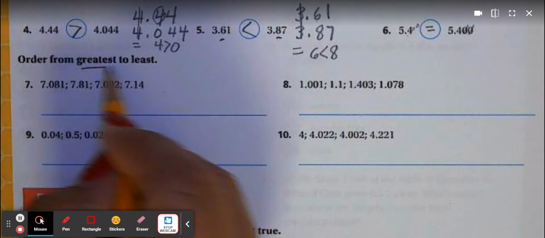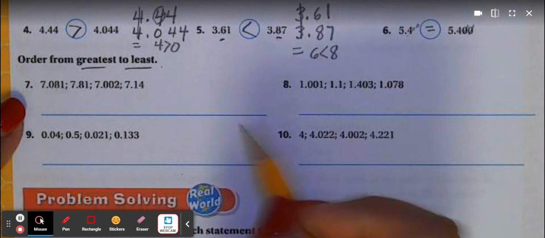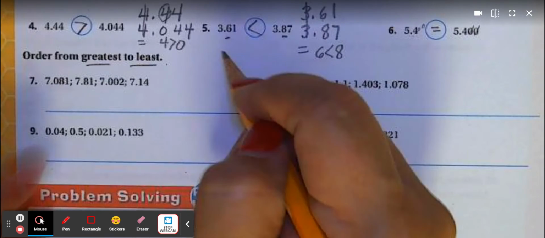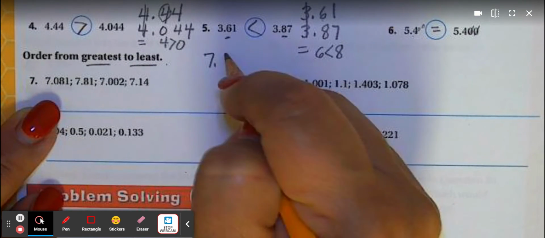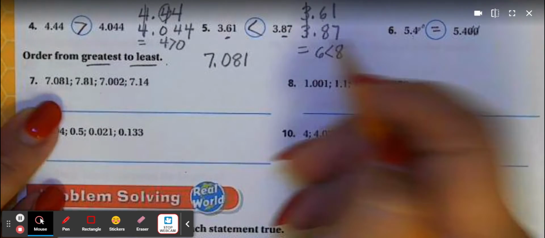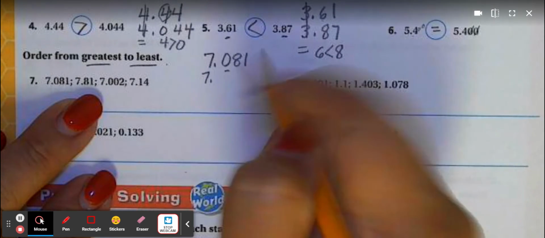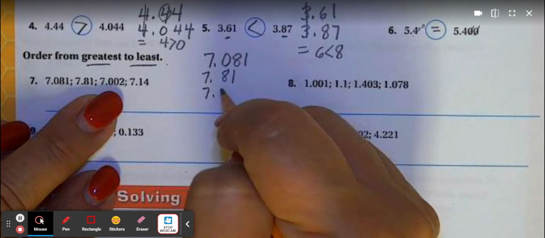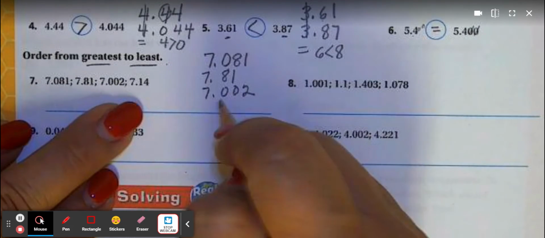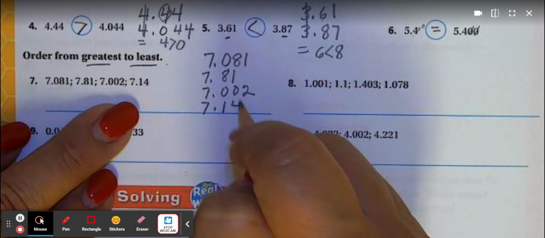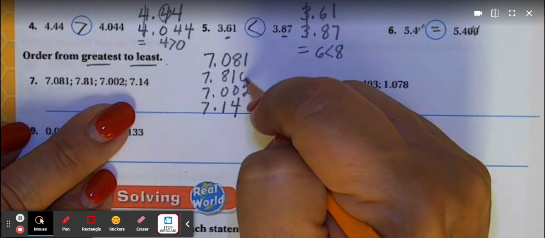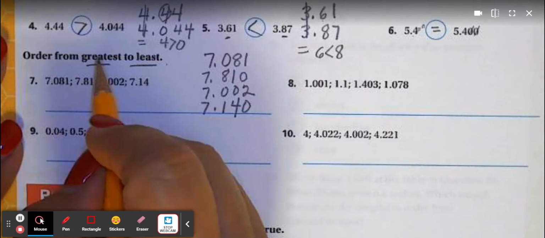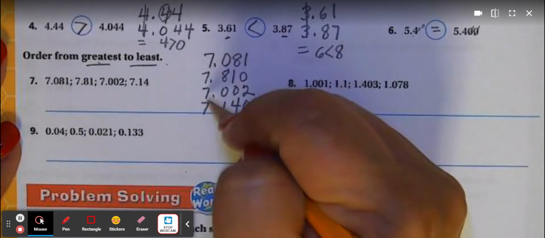I'm going to order from greatest to least, biggest to smallest. In class, I showed you that you were going to list them. I think I will have room here. So I have 7 and 81 thousandths, 7 and 81 hundredths, 7 and 2 thousandths, and 7 and 14 hundredths. I'm going to place a 0 as my hero so that I can just take that space up. I am looking for the biggest number to the smallest, so I can look into my ones place.